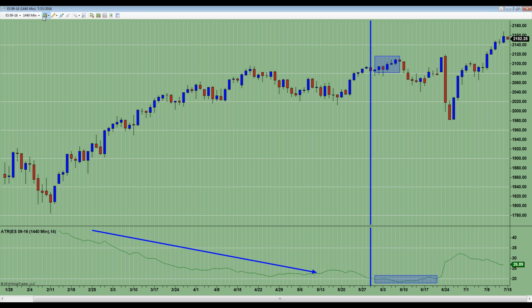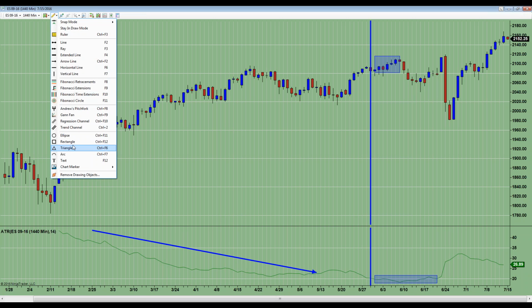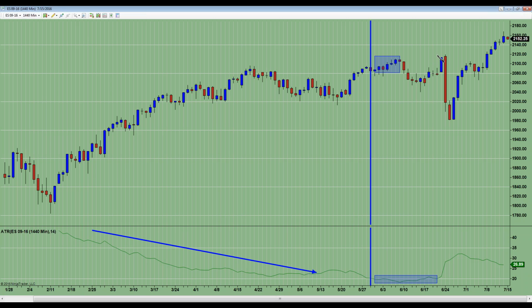Now, what are these huge, enormous candles? What happened? Anybody know what happened here? What was this, right here? Brexit. These two Brexit candles engulf the volatility going all the way back to where?